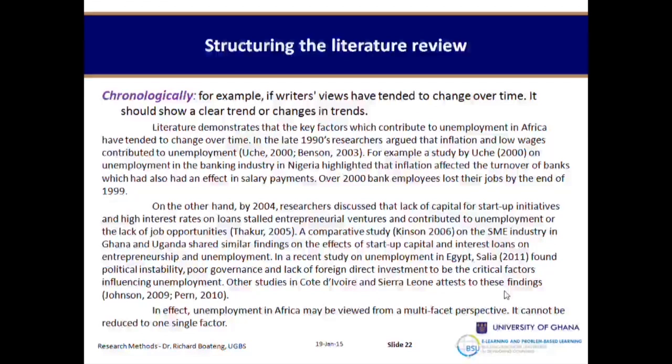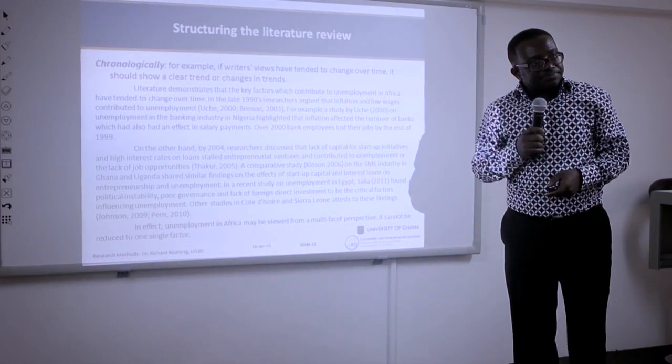What are we trying to say? Now, all this, for example, is an illustration of what has been pointed out in the first instance. The first instance, he said that in the late 1990s, researchers argued that inflation and low wages contributed to unemployment. So, he mentioned Uche 2000. To illustrate it, he illustrated Uche 2000's paper. That is what you see here. And he pointed out that this is what happened in Nigeria.